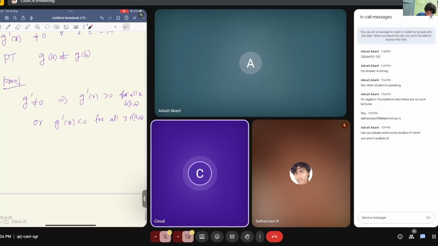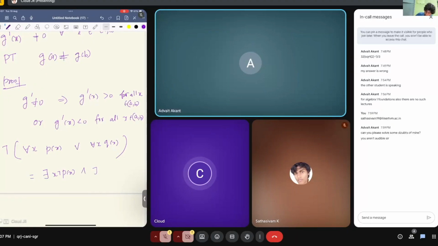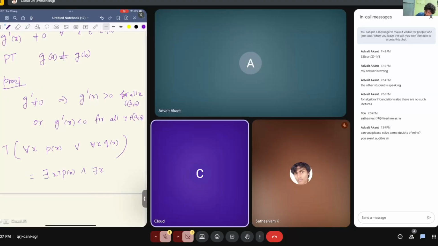See, the statement goes like this: for all x, p of x, or for all x, q of x, right? So the negation of this statement is nothing but there exists x, not p of x, right? And there exists x, not q of x. And this creates you a problem.